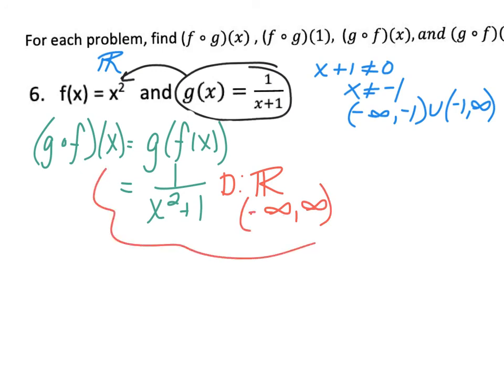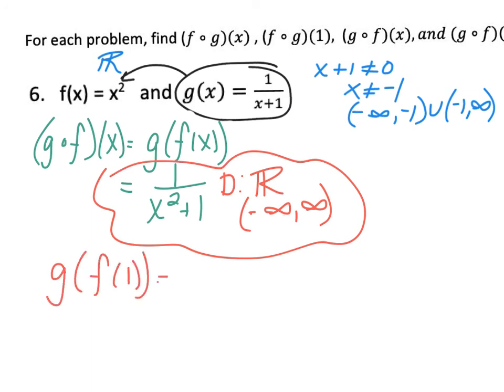All right, now finally you're asked to do g of f of 1. So I'm just going to plug that into my composed function. 1 squared plus 1 is going to give me 1/2.